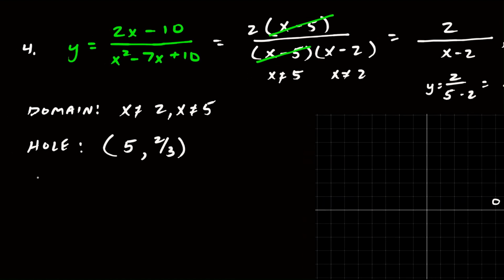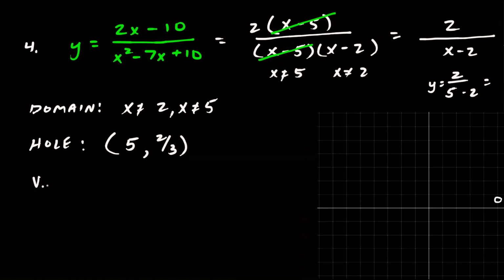We'll open circle there. Next up, vertical asymptotes. The remaining zeros of our denominator. So let me rewrite the simplified version here for you. 2 over (x minus 2). It's simply 2. So it's x equals 2. Let's go ahead and put that in.